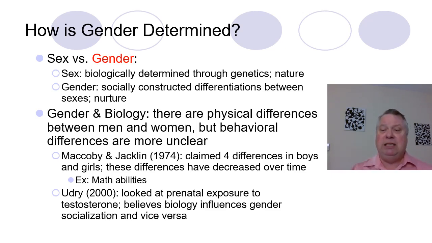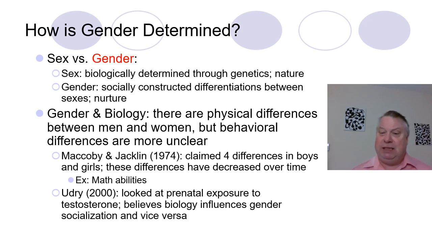Gender, however, is a social construct. Gender is the expectations that we have of people who we consider to be male or female. So gender may vary substantially between different cultures, even within the same culture, in terms of how people believe that women and men should act. It can change over time, for example. So gender is based not on nature, but on nurture.